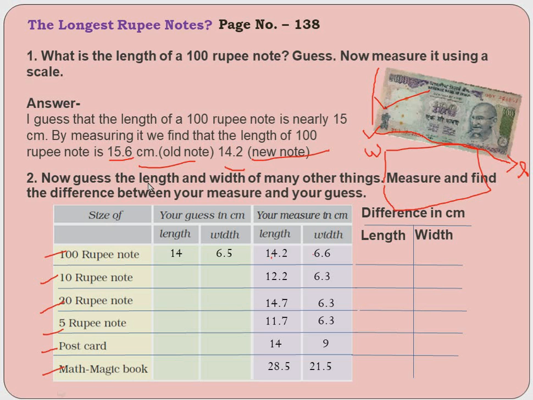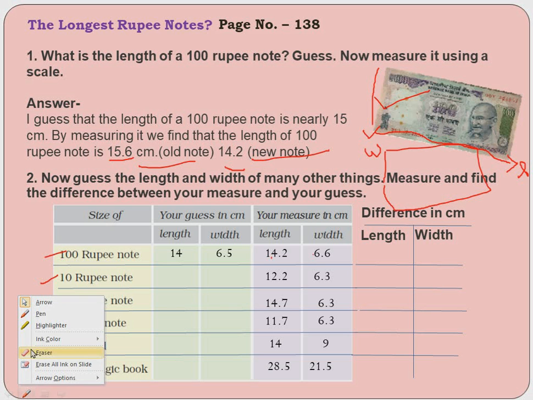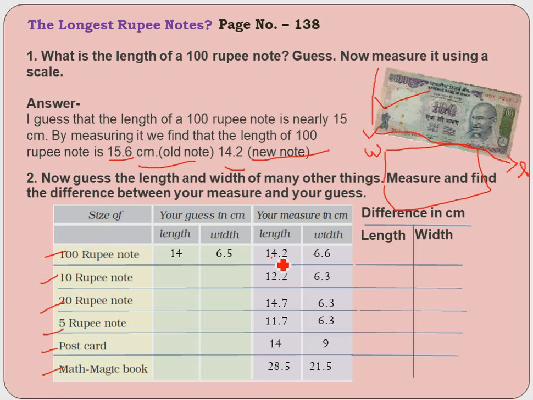Then how will I get the difference in the length? 14.2 minus 14. What is the length here? 14.2, and here 14. Then I have to subtract both and put it here. So 14.2 minus 14 is 0.2. Similarly, the width. How will I get the width? 6.5 and 6.6 are there, so the difference is 6.6 minus 6.5. Then you will get 0.1. This is the way you will continue for everything.